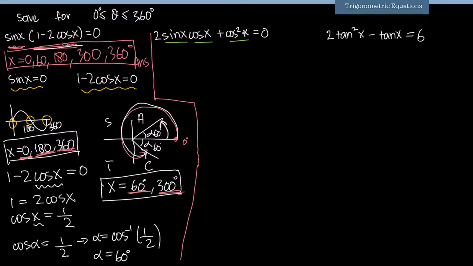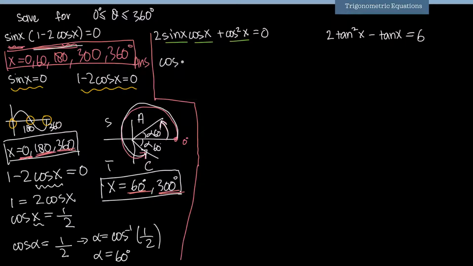So what I can do over here is either convert them into one single trigonometric function, which I cannot in this case, or I can factorize. If I factorize, notice that in the first term I have a cosine function, and in the second term I also have a cosine function. So I can take cosine function as common.